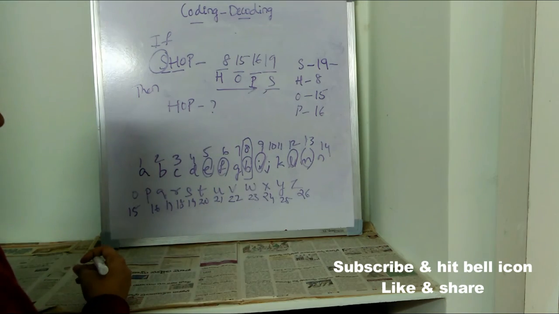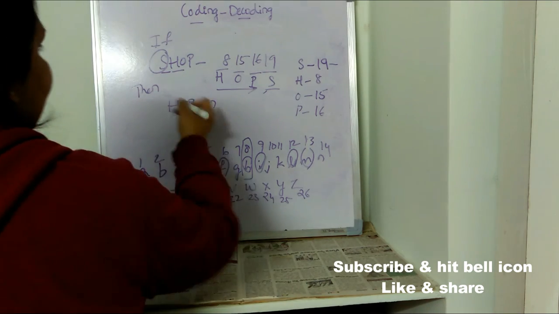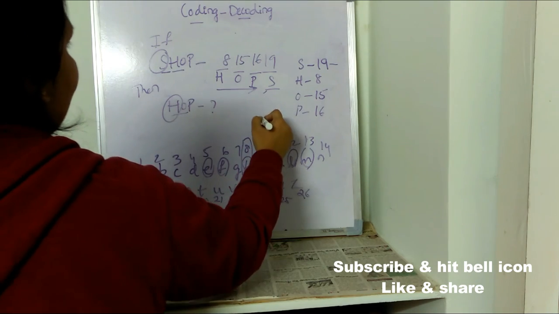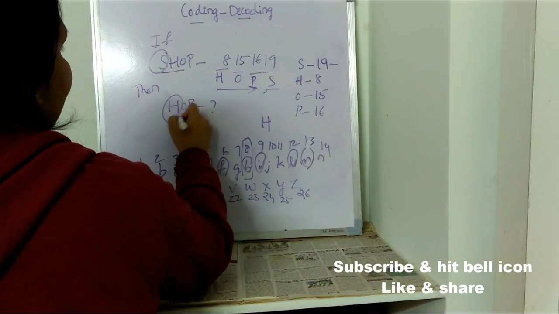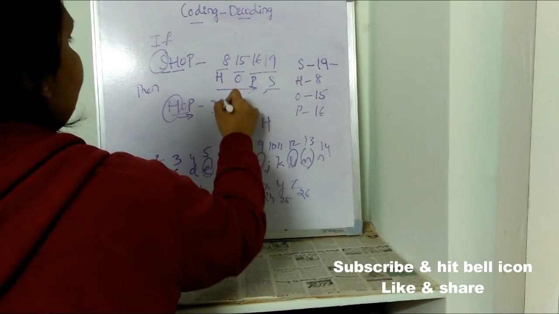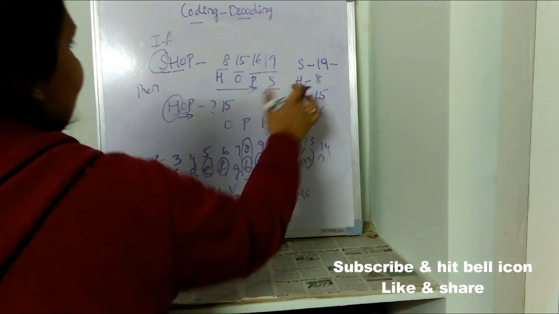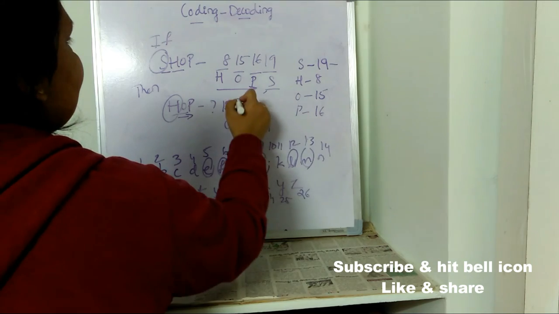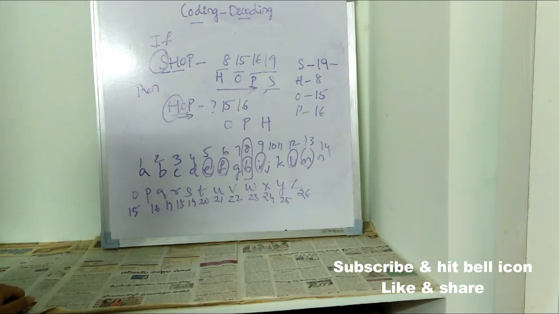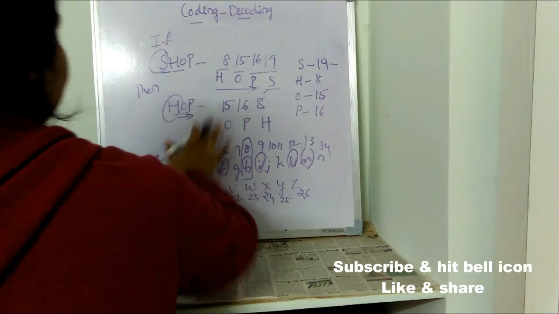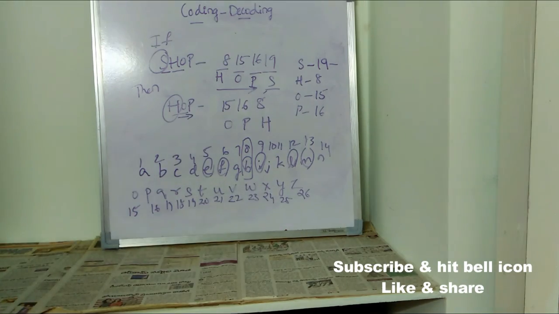So now what we need to do? HOP, right? We need to first shift the first letter to the last position and the rest we need to write in a line. Okay. O is in 15th position. P is in 16th position and H is in 8th position. So HOP can be written as 1, 5, 1, 6, 8.